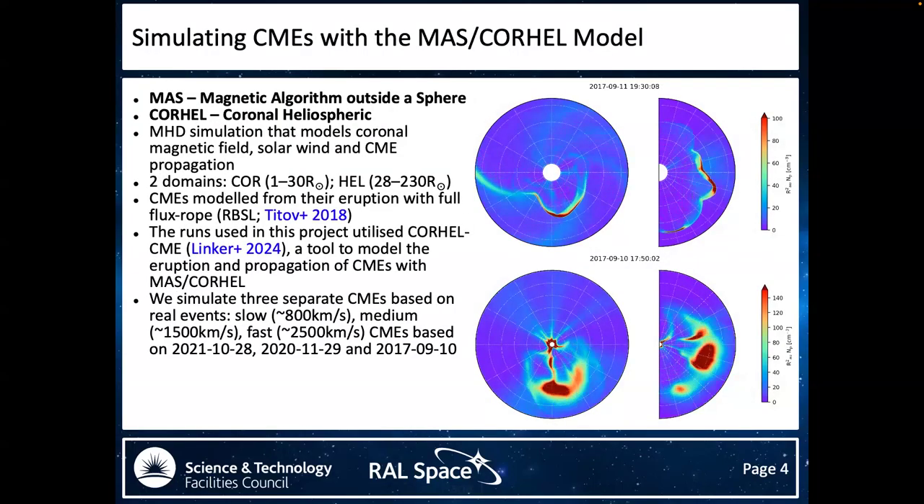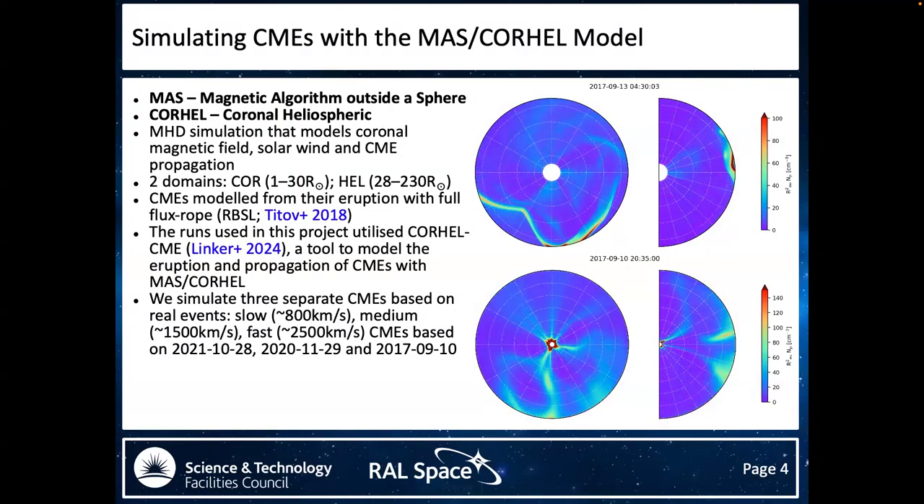Okay, so I'll describe the simulations quickly. We're using the Magnetohydrodynamic Algorithm outside a Sphere code, which is developed by the guys at PSI. This is an MHD simulation that constructs the coronal magnetic field and can simulate background solar wind and CME propagation. It operates in two domains. On the bottom, you can see the corona, which goes out to about 30 solar radii, and at the top you can see the heliospheric domain, which goes out to just beyond 1 AU.